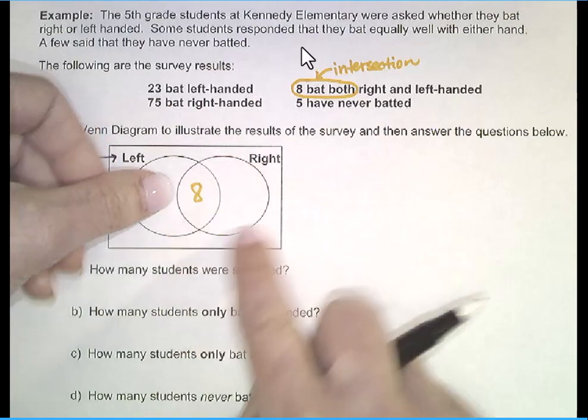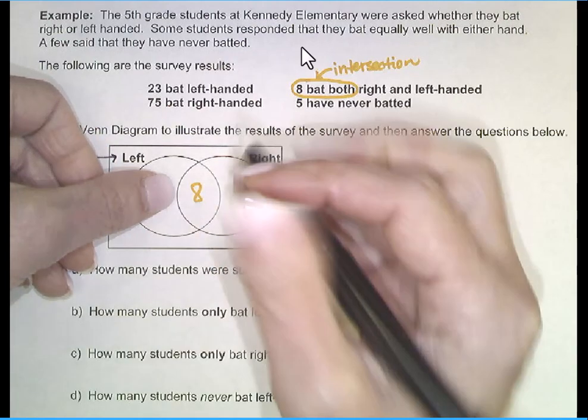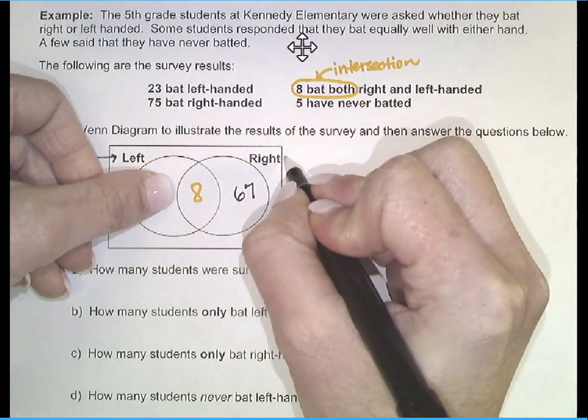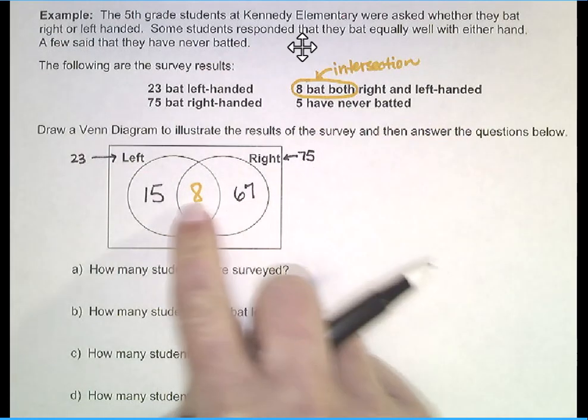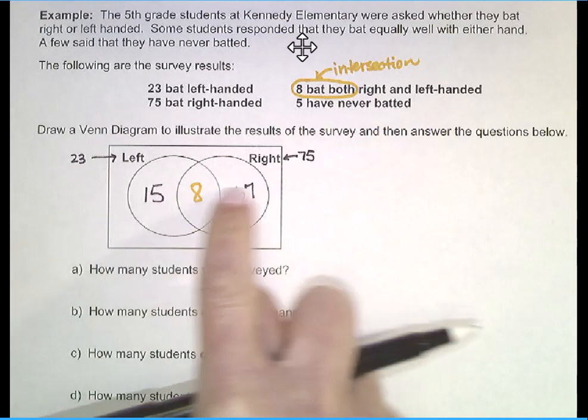75 bat right-handed. So let's look at the right-handed circle. Again, we've already accounted for 8 of them, so there's going to be 67 left over here if this has to be 75. So that makes your 75. And now you can see how many students you've got.